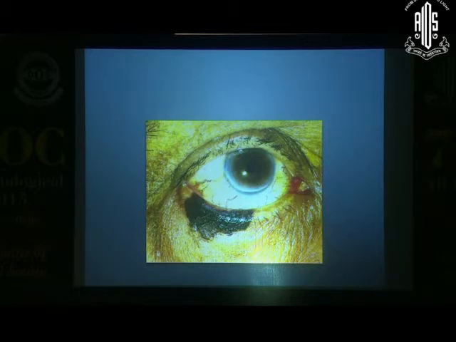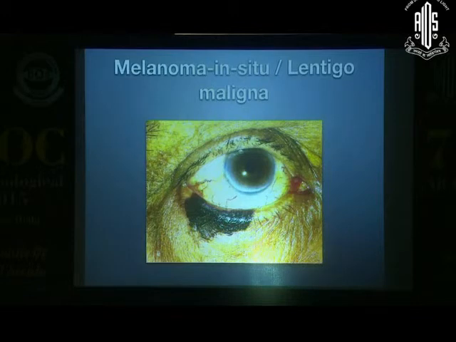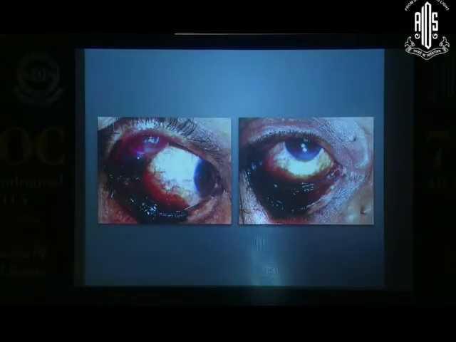Now this patient on biopsy turned out to be lentigo maligna. He had a flat patch of deep dark pigmentation on the eyelid. Now this is a pre-malignant condition. It's not exactly melanoma right away, but it's a pre-malignant condition with high chances of converting into melanoma. Now this is how it looks when it converts into melanoma.